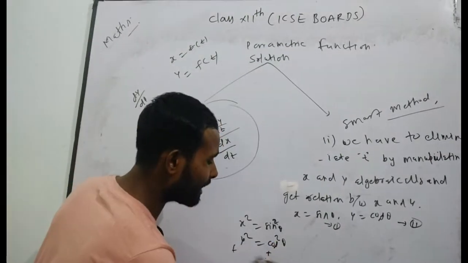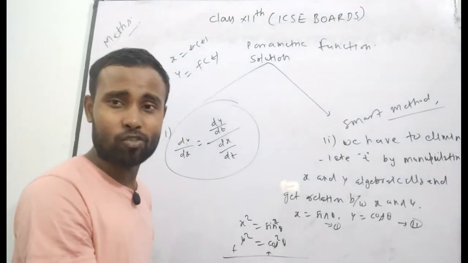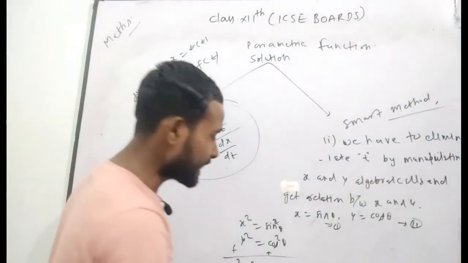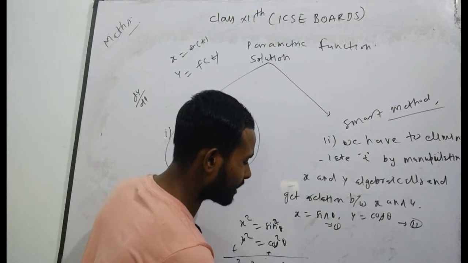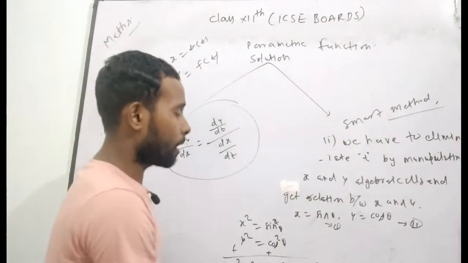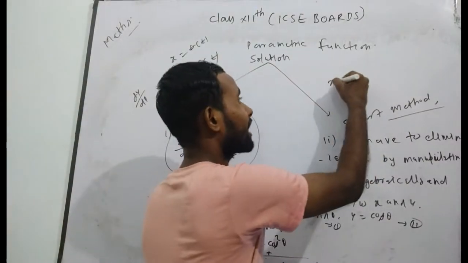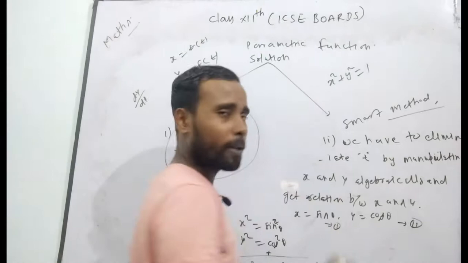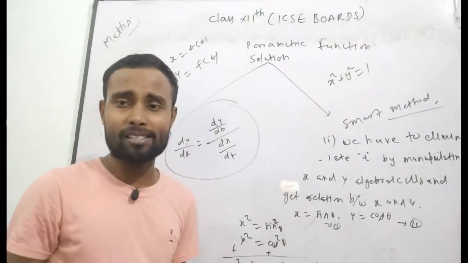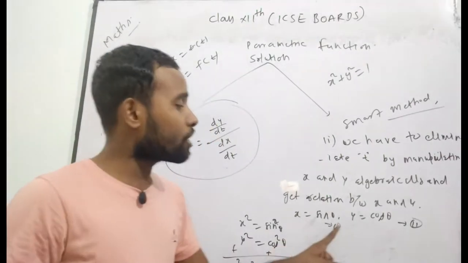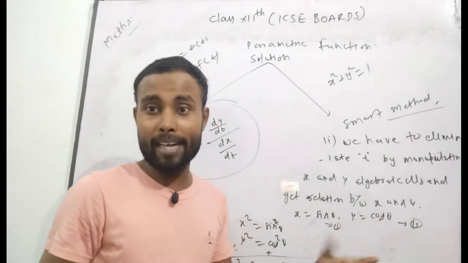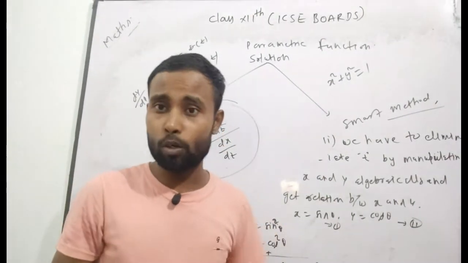If you add LHS to LHS and RHS to RHS, you will get in LHS x square plus y square, is equal to sin square theta plus cos square theta, which is equal to 1. So from this conclusion, you will get x square plus y square is equal to 1. In the given parametric functions, x is a function of theta, and y is also a function of theta, as in this problem, x is sin theta and y is cos theta.